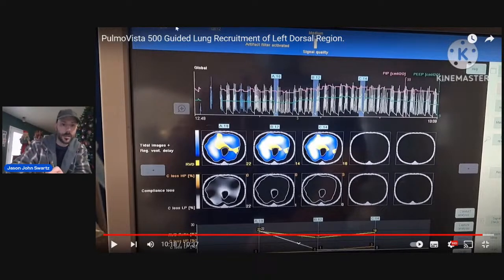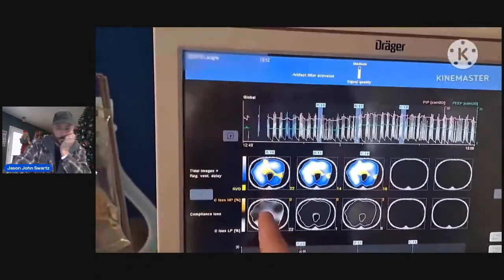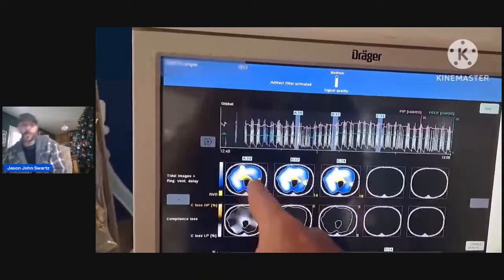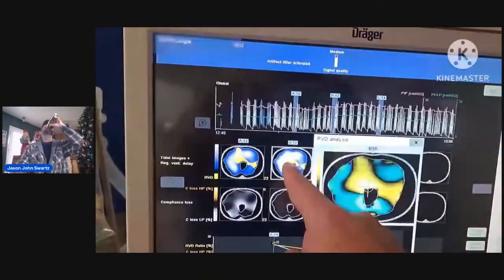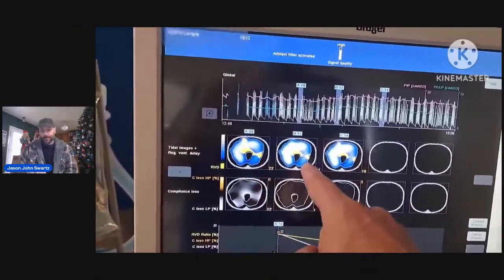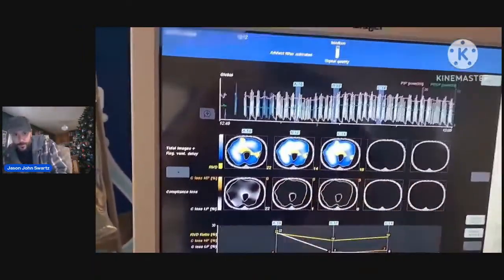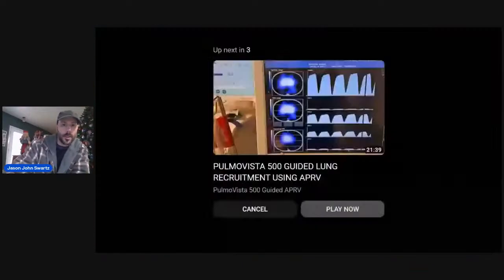So let's continue. Since I'm seeing white, and he did previously close here, and there's less cyclical opening and closing as well, 22, 14. So optimal PEEP is, in my opinion, we're going to do 12. Okay.